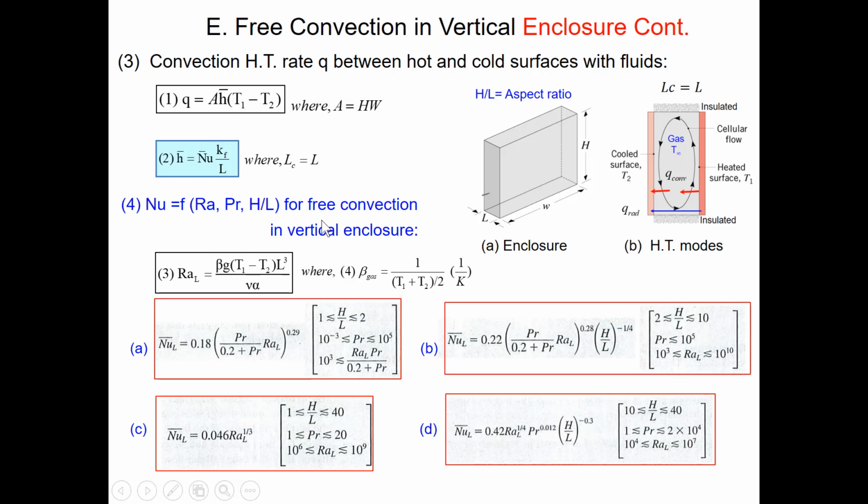Fourth, for free convection in this vertical enclosure, the Nusselt number is a function of a Rayleigh number, which is defined in equation 3, and a Prandtl number, as well as the aspect ratio H over L. There are 4 Nusselt number equations, A, B, C, D, depending upon the aspect ratio H over L range, Prandtl number range, and Rayleigh number range.